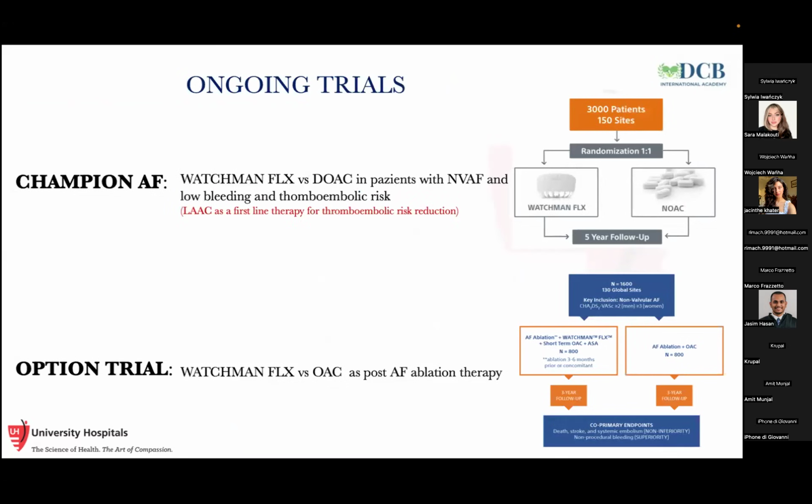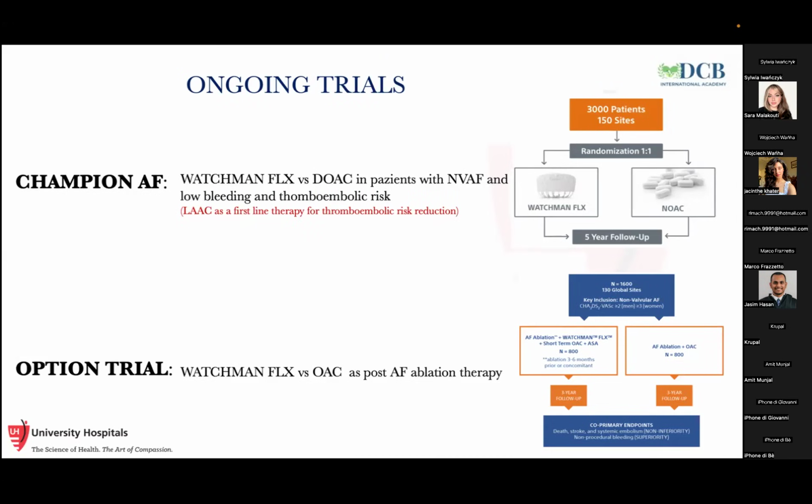What are the ongoing trials? I think the most important trial at this moment is CHAMPION-AF, because it can be a real game changer. It's the first trial that wants to show whether left atrial appendage closure as first-line therapy for thromboembolic risk reduction is comparable and non-inferior to anticoagulant therapy. So this can be a real game changer, because it will randomize every patient with atrial fibrillation at low bleeding and thromboembolic risk.